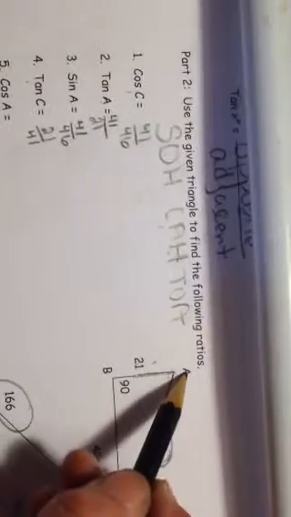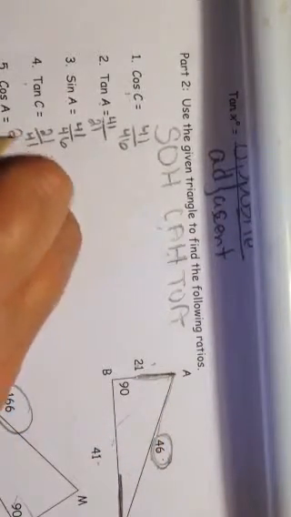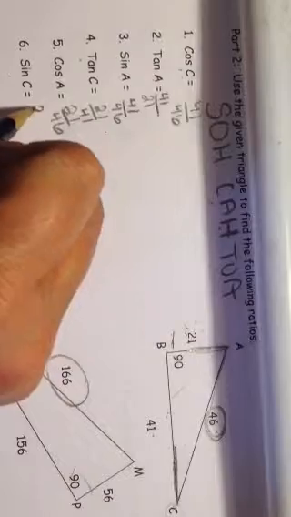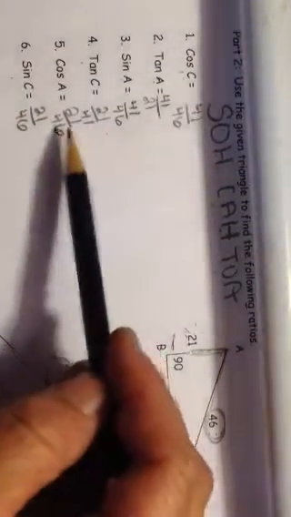Cosine of A, so here's A. Cosine, CAH, adjacent over hypotenuse. So 21 over 46. Sine C, so here's C. Sine, so opposite, nope, let's not circle that. Opposite over hypotenuse. So 21 over 46. It's very, very similar, huh?